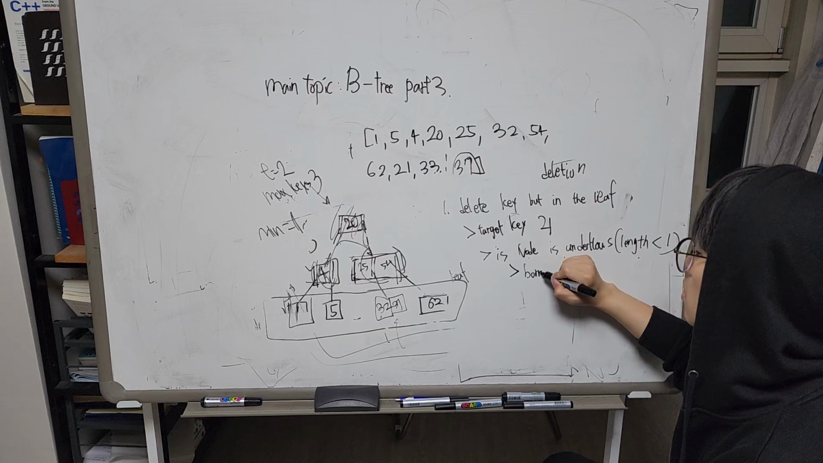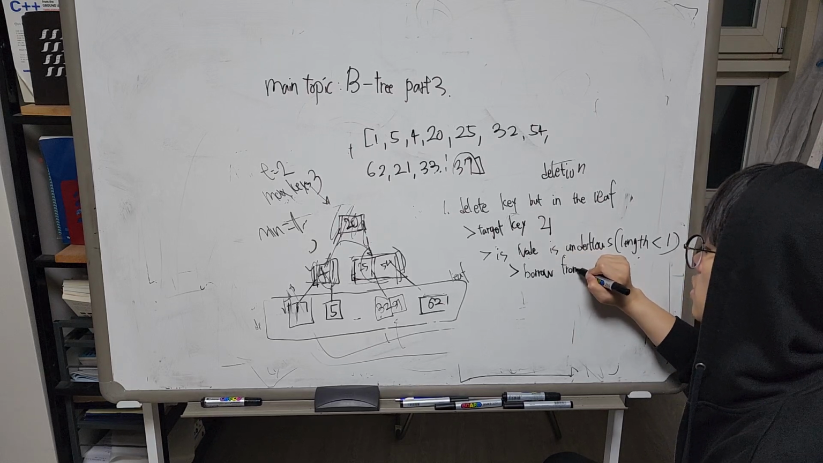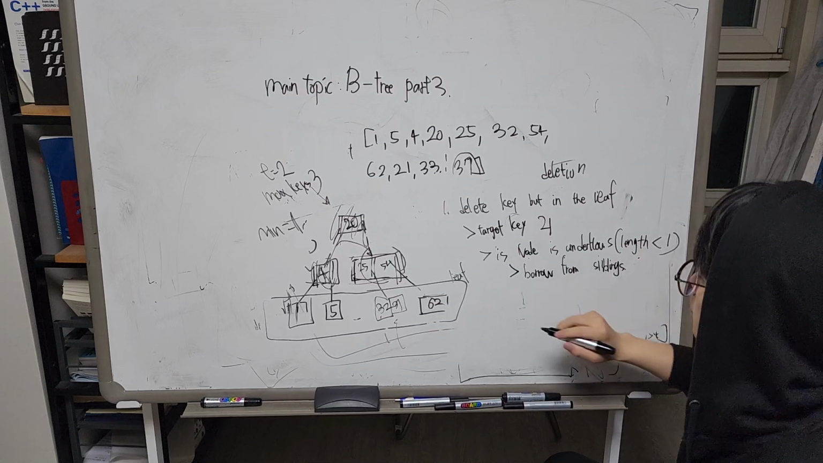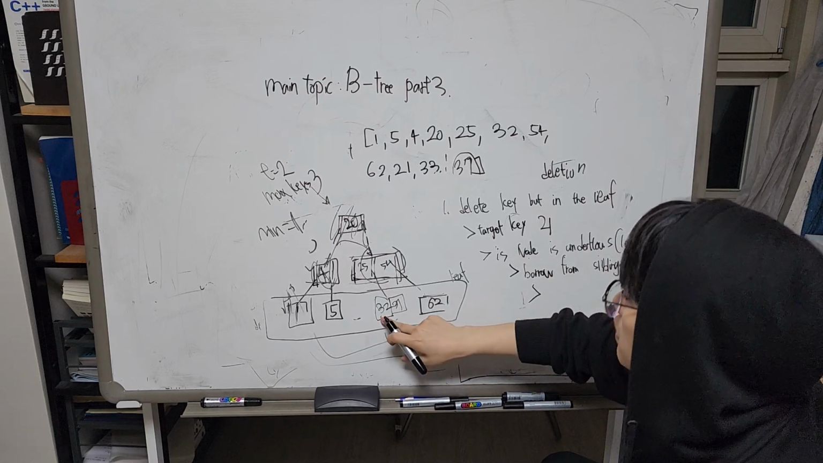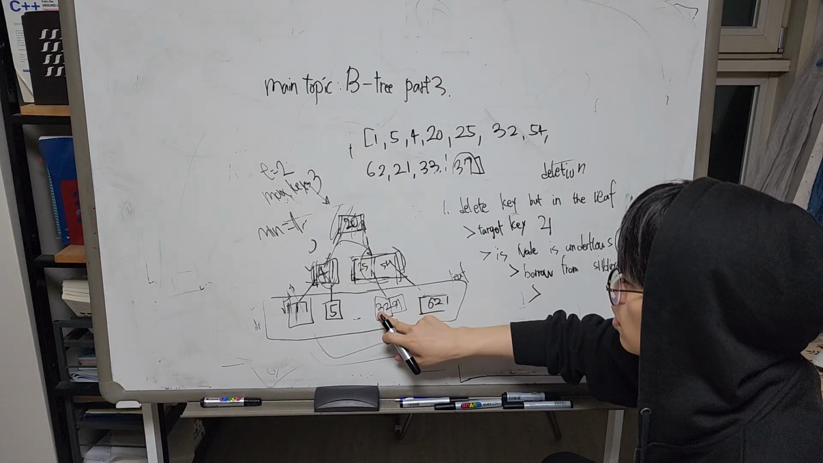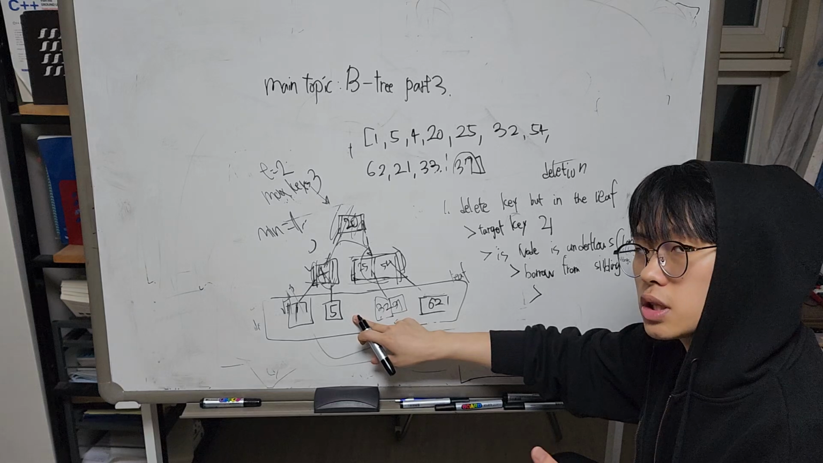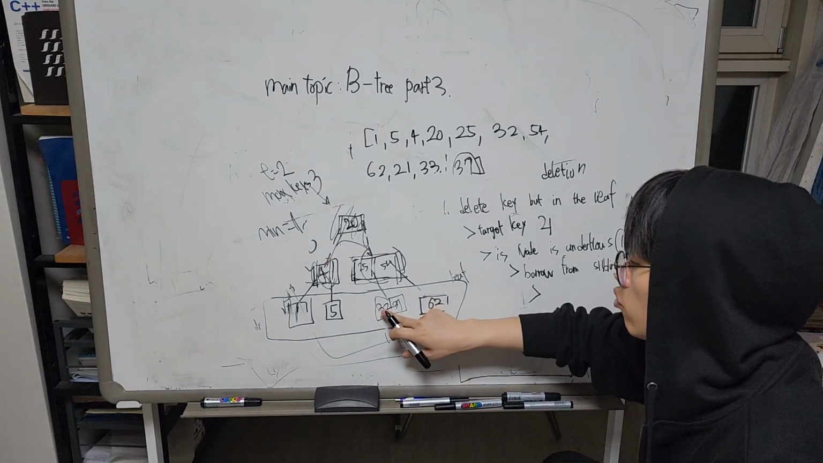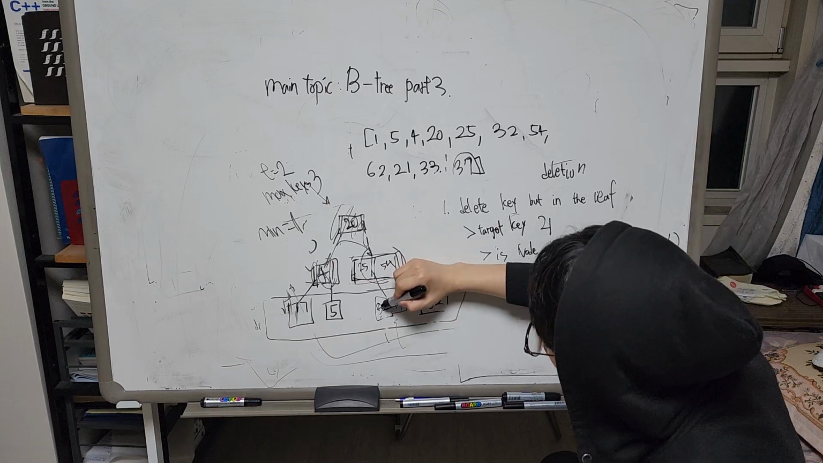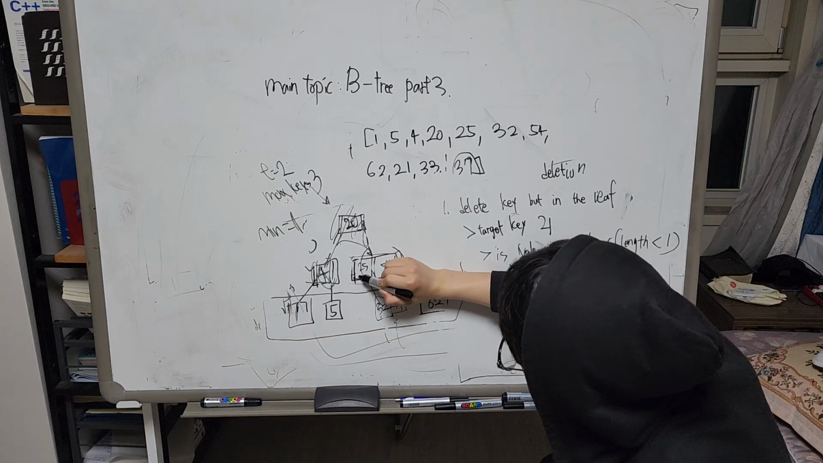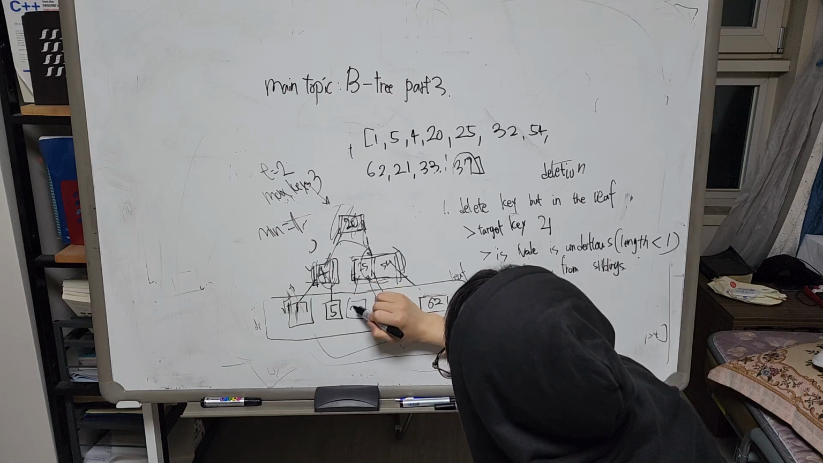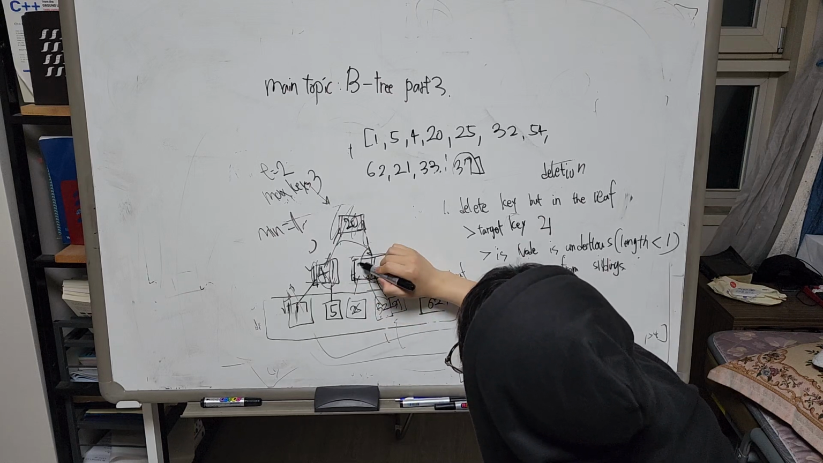borrow from siblings. Since the sibling is 32, we can just borrow 32 from here. But the thing you have to care for is we don't really copy the 32 from here. We make 32 go to the parent and make 25 go to the bottom. So the 25 is gonna go here and 32 is gonna go here.